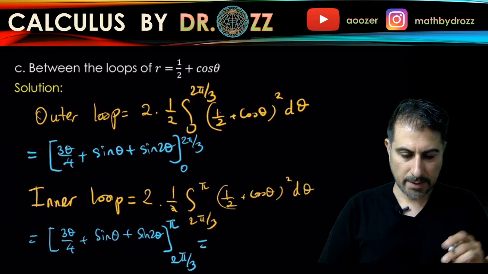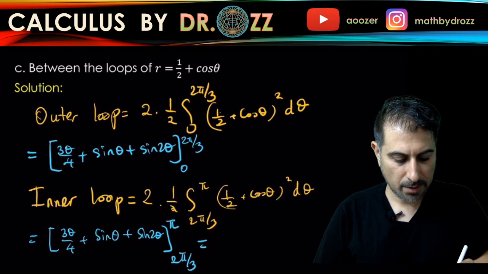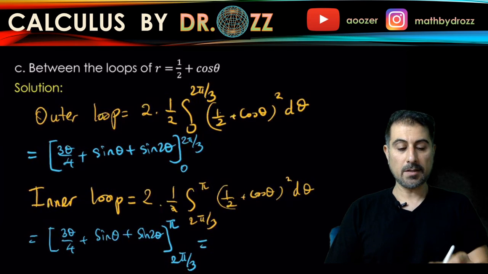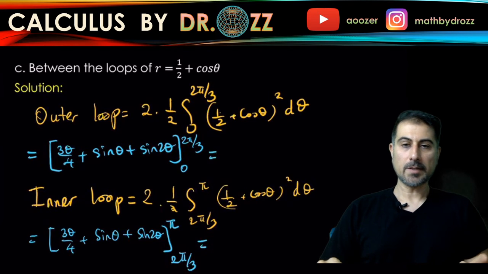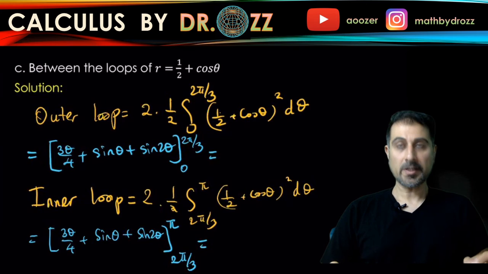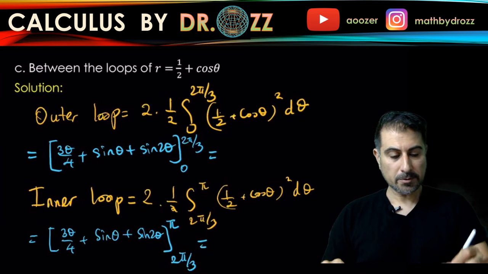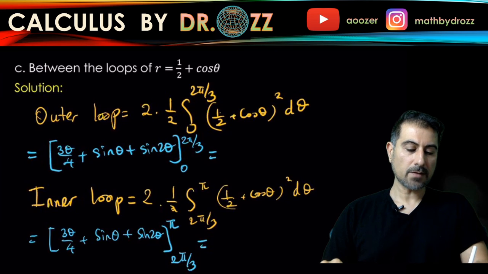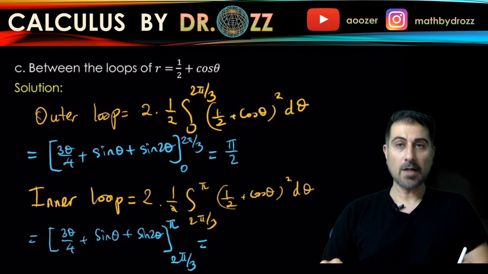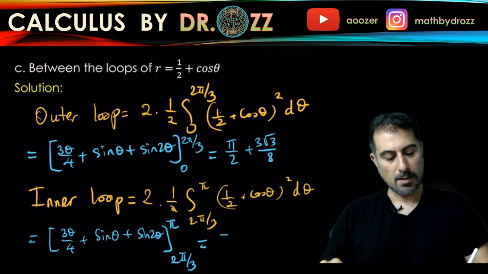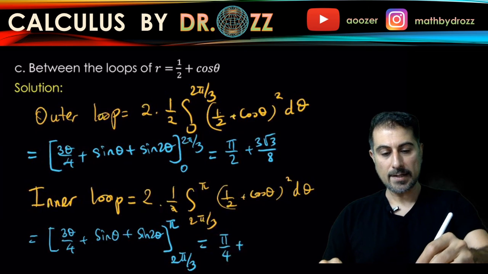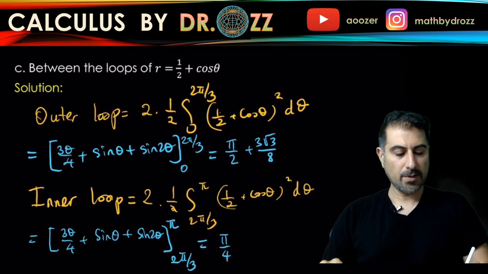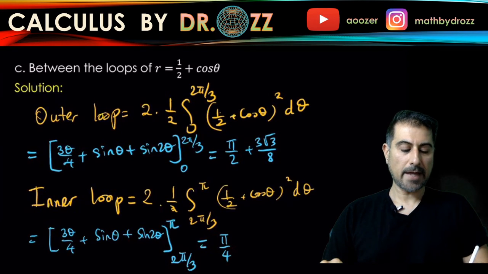All right, so I got them all copied here, and your task now is to evaluate these, okay, at the upper and lower limits and using the fundamental theorem of calculus. I won't do that here, but I'm just going to write down the result here. So this is pi over 2 plus 3 radical 3 over 8, and this is pi over 4 minus pi over 4 minus 3 radical 3 divided by 8, okay?